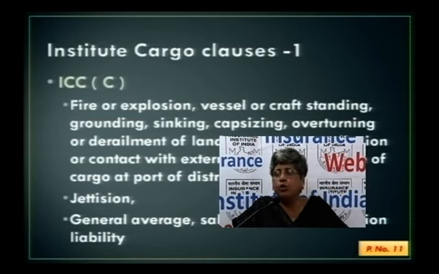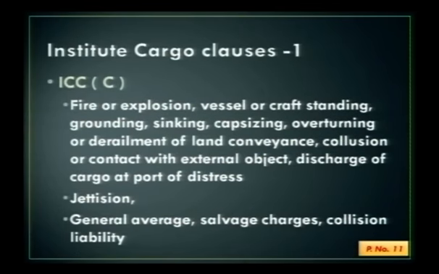And because I told you that we'd also cover the short period of transit between locations within the country by rail or road, fire or explosion, derailment or overturning, and collision. So these are the perils. Essentially, this is for cargo sent by sea, the minimum cover. Then there is jettison and general average, salvage charges, collision liability.